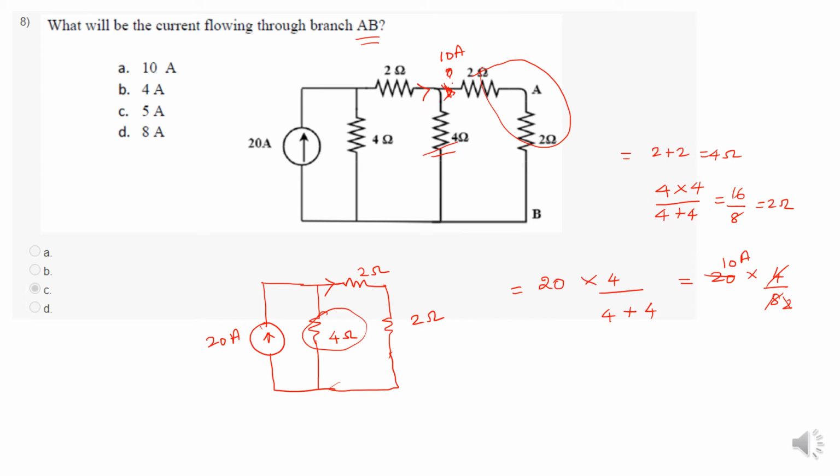Then this 10 ampere current can be divided into two parts. Okay, one of the currents, you have to find out. So how to find out this? 10 into the 4 ohm, that is the opposite resistance, divided by the total, 4 plus 4, that is 10 into 4 by 8. So 1 by 2, that is 5 ampere. So the current is 5 ampere. Option C is the correct answer.